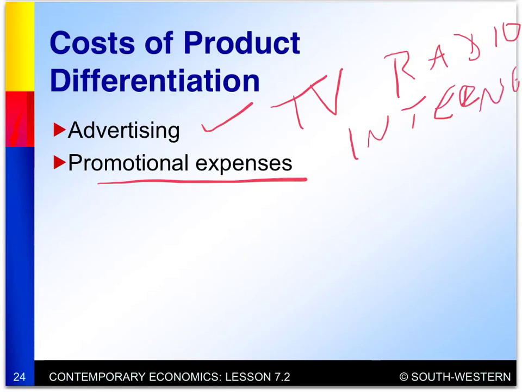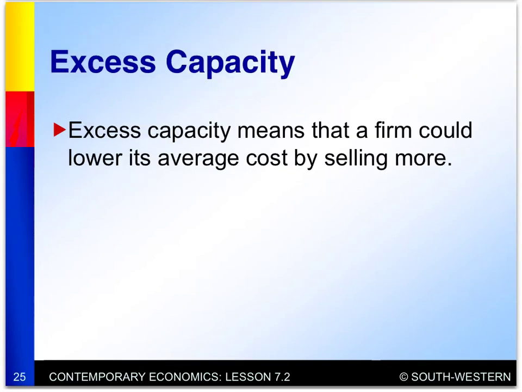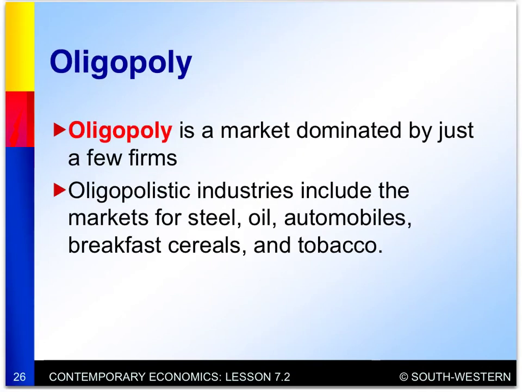All right, look at this. Here's the last one. An oligopoly is a market dominated by just a few firms. This is important for you to know. Oligopoly industries include the markets for steel and oil. Let's think about steel. You have U.S. Steel and a couple other companies.